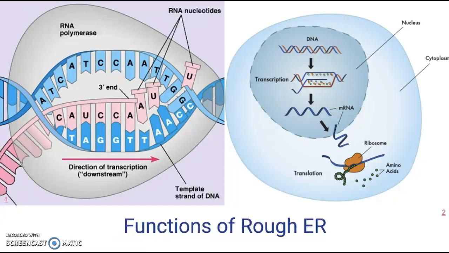The rough endoplasmic reticulum is considered to be the factory of the cell. Its main job is to either synthesize proteins to be secreted by the cell or to localize the plasma membrane into certain cytoplasmic organelles. This process of processing and packaging proteins is known as protein synthesis. As shown in Figure 1, transcription is the first step in protein synthesis.